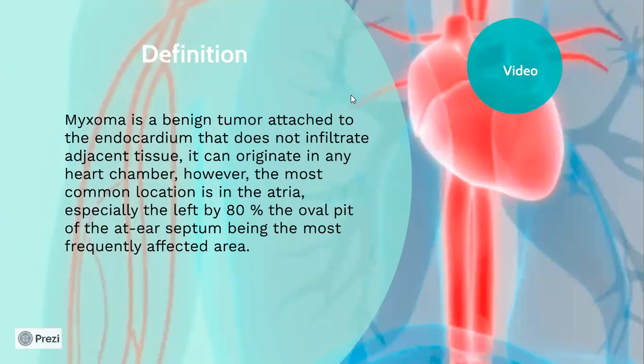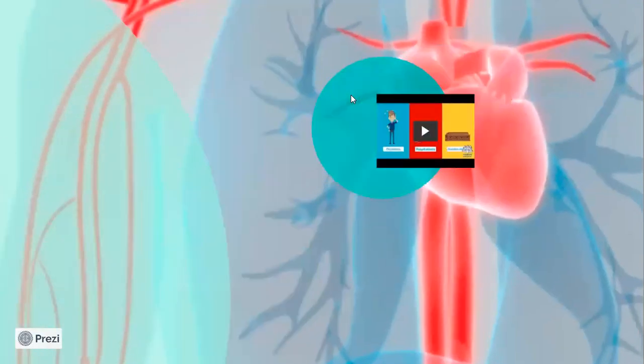Definition. Myxoma is a benign tumor attached to the endocardium that does not infiltrate adjacent tissue. It can originate in every heart chamber. However, the most common location is in the atria, especially the left, by 80%, the oval pit of the atrial septum being the most frequently affected area.